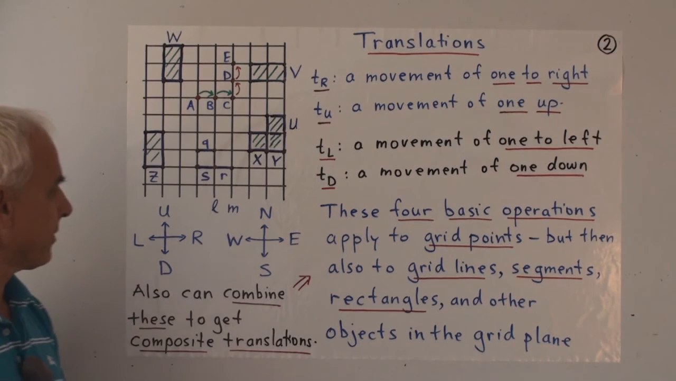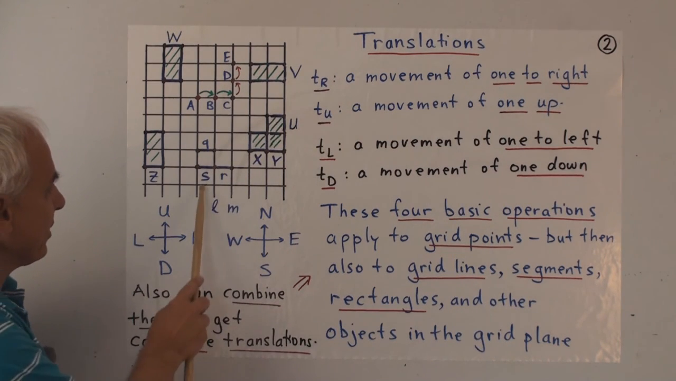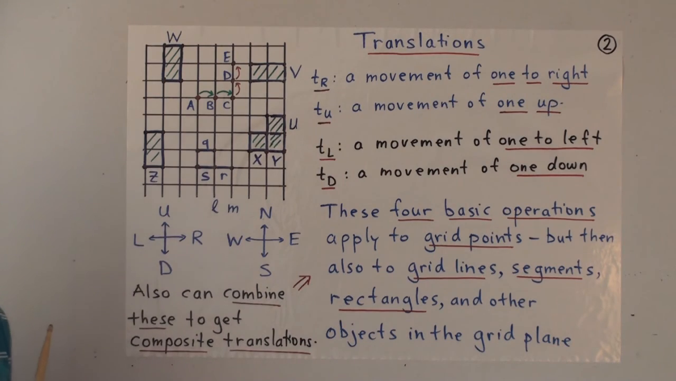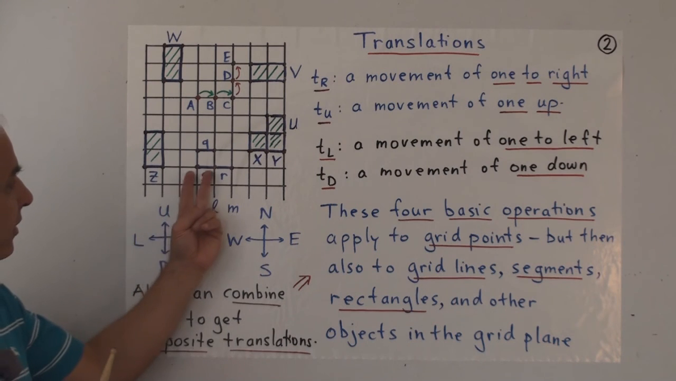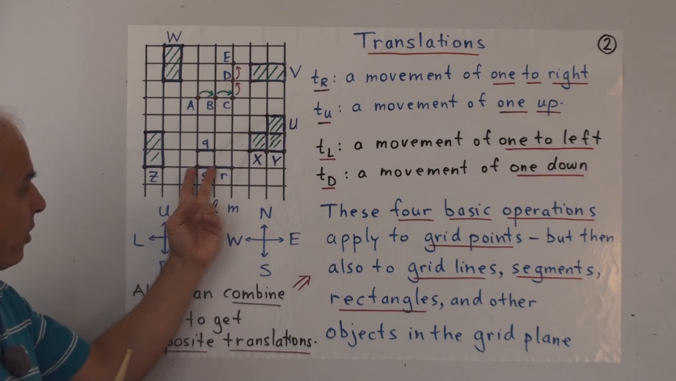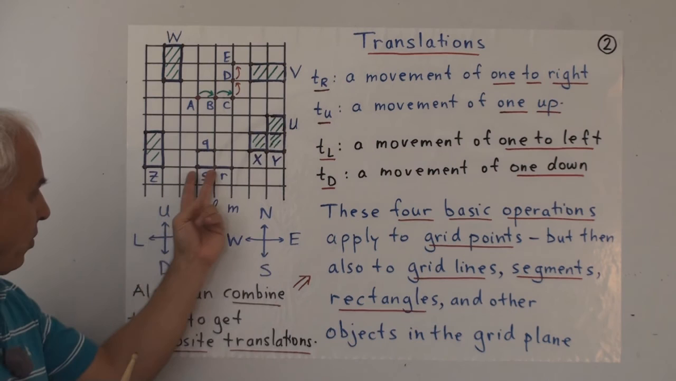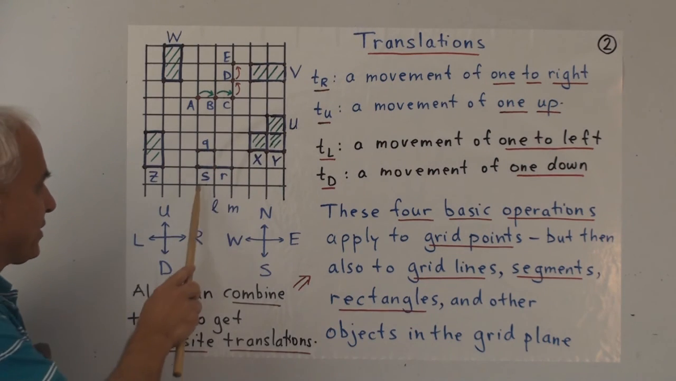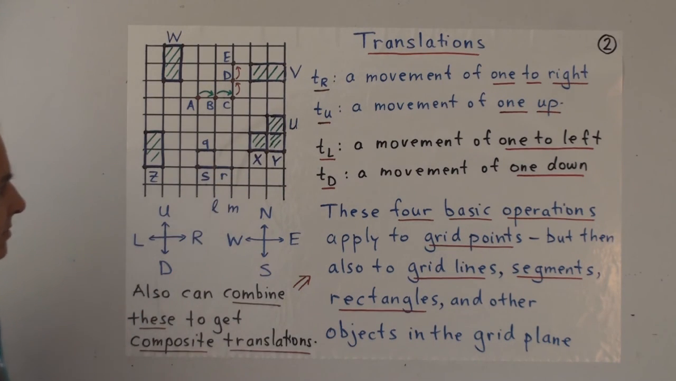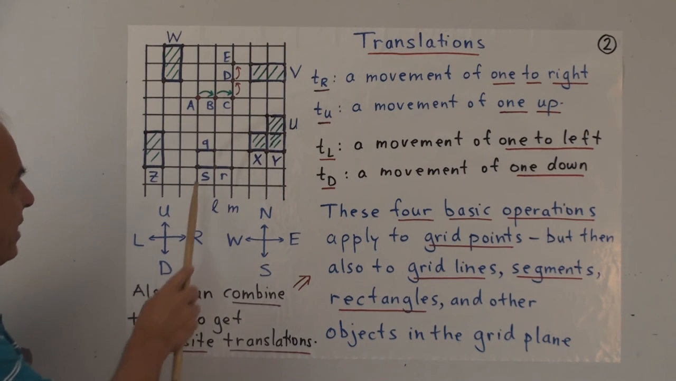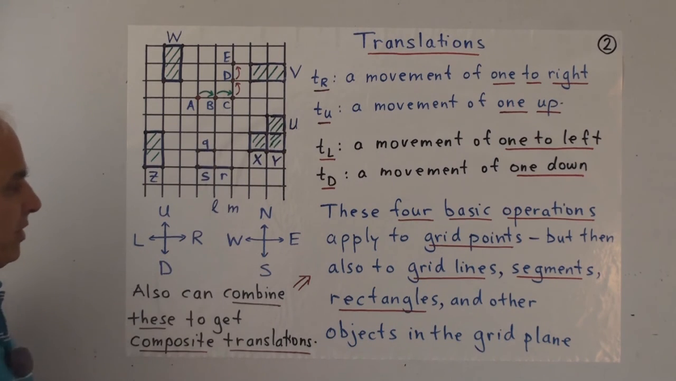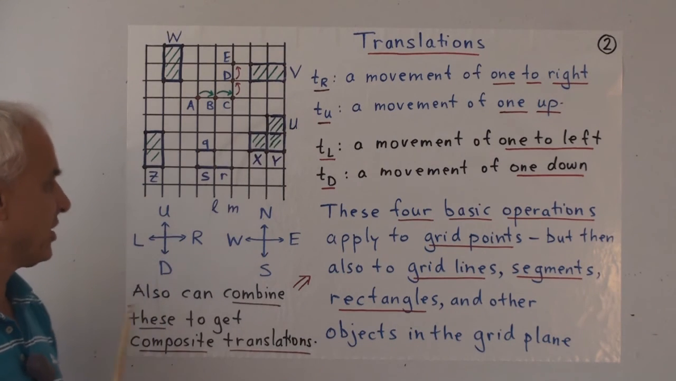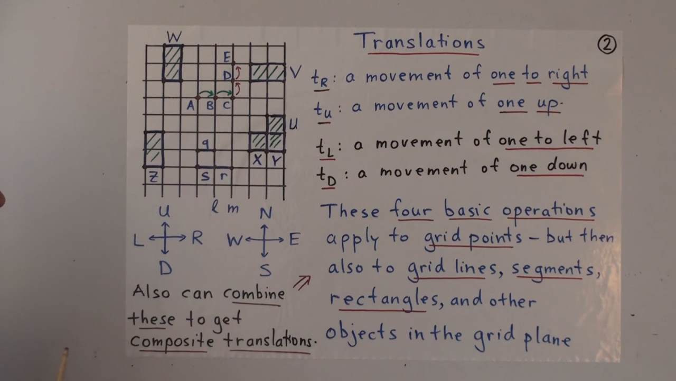So for example, let's have a look at this segment S. If we apply the translation T sub r to it, then both of the endpoints will move over to the right, and so the whole segment will move over to the right, and so that'll mean that S goes to R. On the other hand, if we had applied T sub u to S, then that segment there would go to that segment there, which we're calling Q. So we can move segments around using our basic translations, left, right, up, and down.